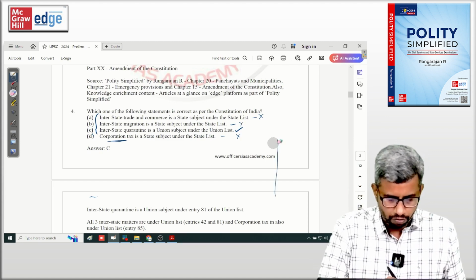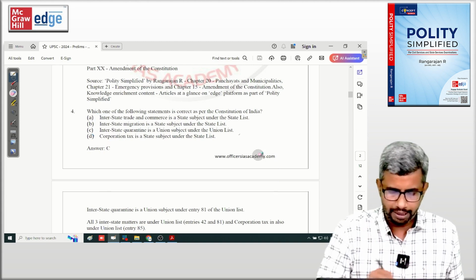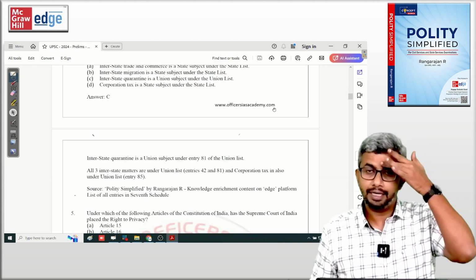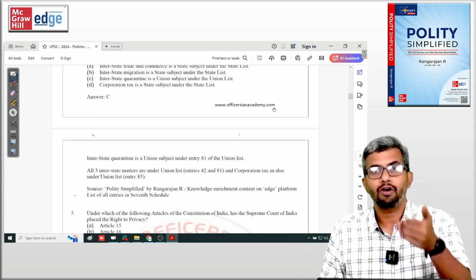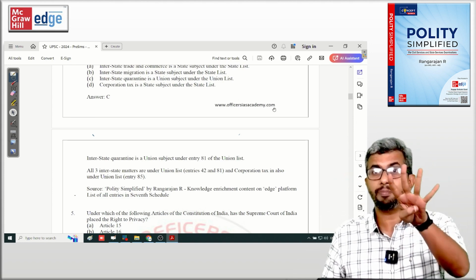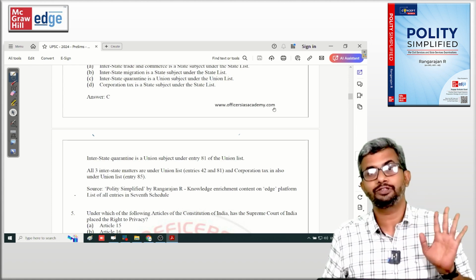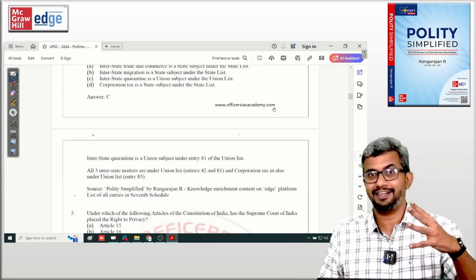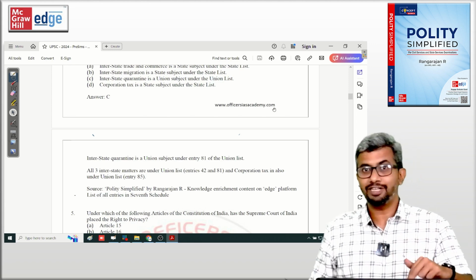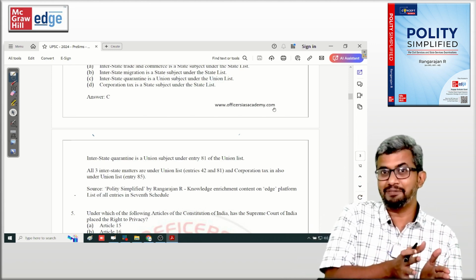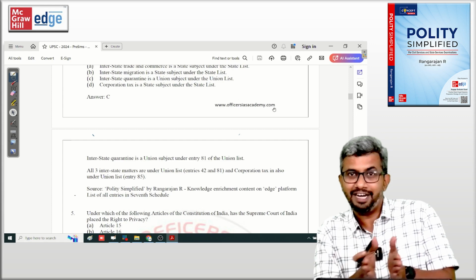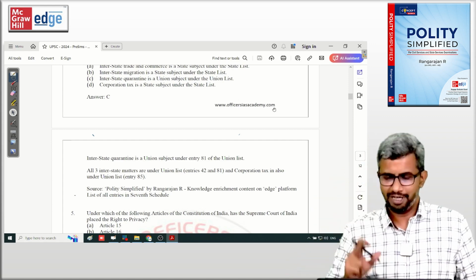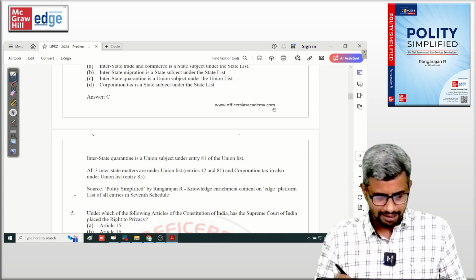Entry number 42 is interstate trade and commerce. The next, migration and quarantine, is entry number 81. And corporation tax is entry number 85. All 4 are part of the union list, but only one option has union list, which is the correct answer, right? Which is the technique of anti-similarity, right? 3 are interstate, 1 is corporation tax, but that is not the anti-similarity here. The anti-similarity is between 3 state list and only 1 union list, whereas all 4 are from the union list. So the correct answer is C.